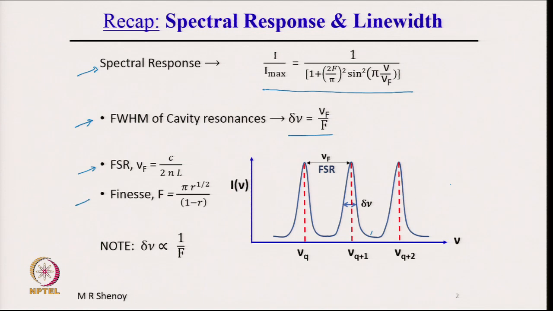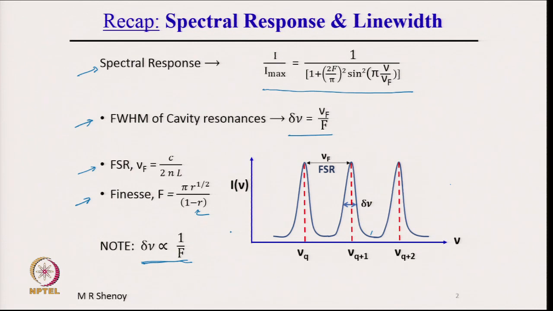F is the finesse; finesse characterizes the loss in the resonator. The expression is given here, where R is an amplitude attenuation factor. We have discussed this in detail, and therefore we see that the finesse depends on attenuation in the resonator. And finally, note that delta nu is inversely proportional to the finesse F.